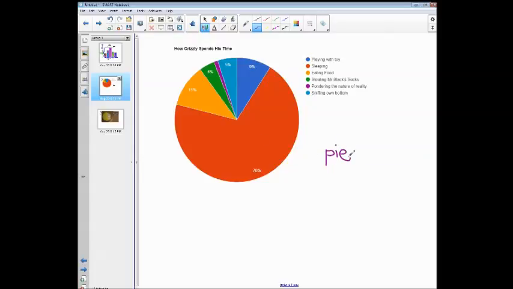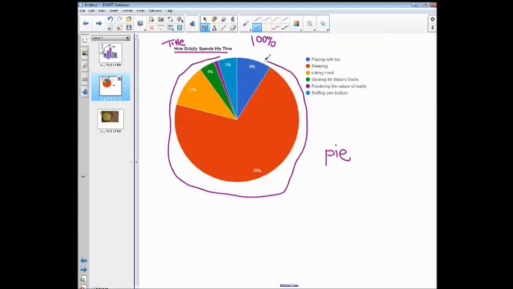This shows 100% of Grizzly's activity. How Grizzly spends his time. 100% of his activity is summed up in this chart. So this is the title here. Oops, title. I can't spell with the mouse. This whole thing here is the pie chart itself.